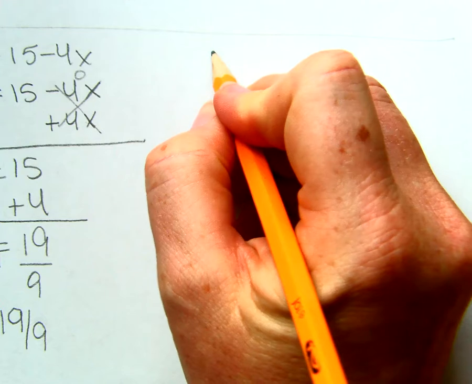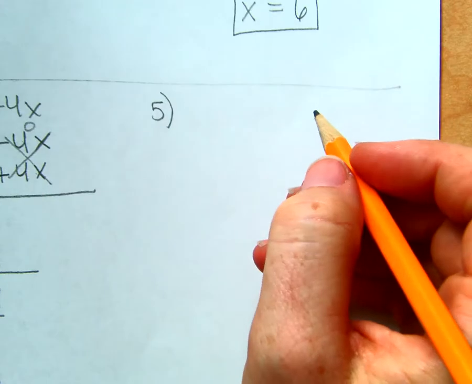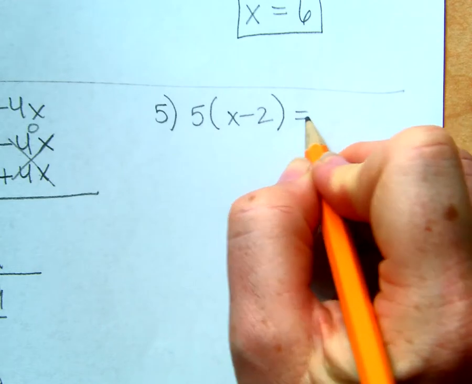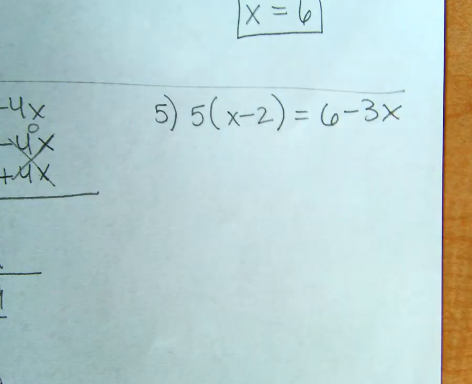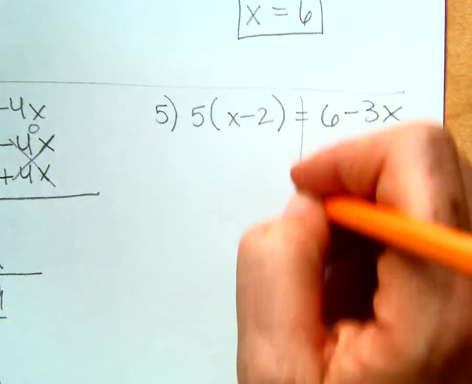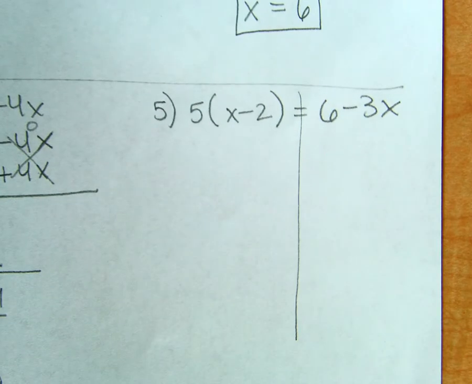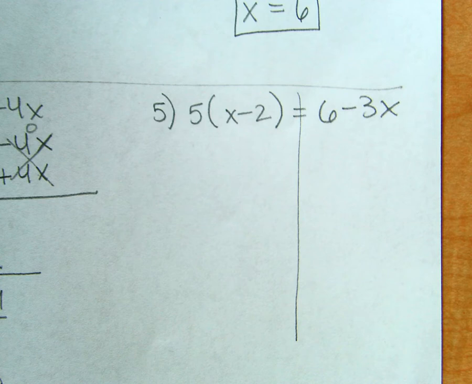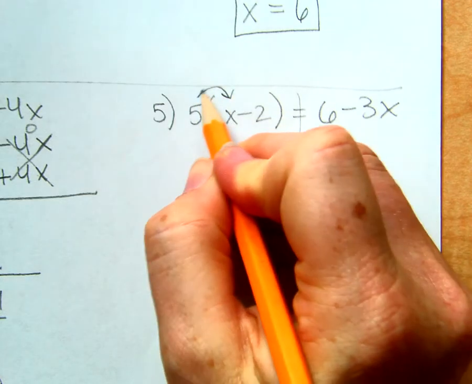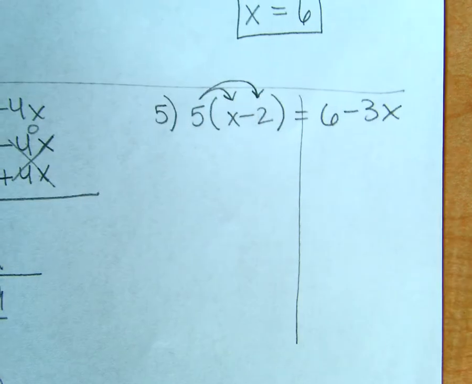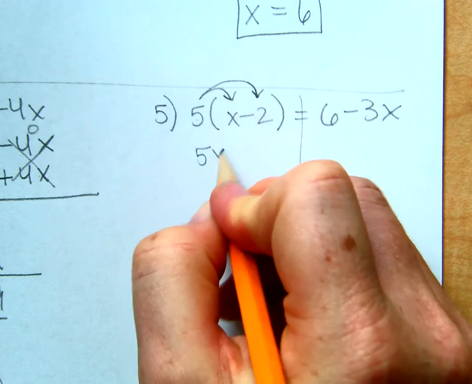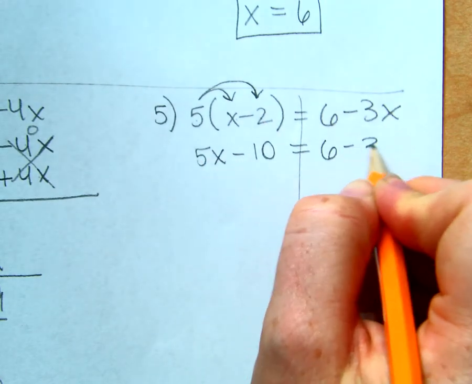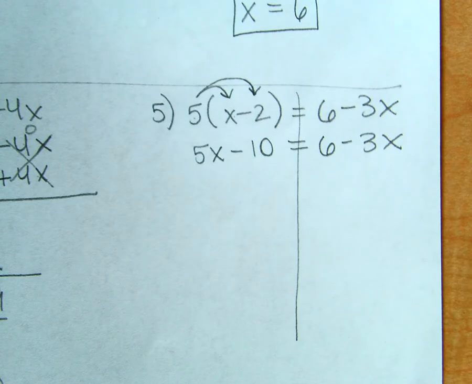All right, moving on to number 5. Number 5 is 5 times x minus 2 is equal to 6 minus 3x. A little organizing line here. This time I don't need to combine like terms, but I do have a distributive property here that I need to deal with. So I'm going to multiply. 5 times x, that's 5x. 5 times negative 2, that's minus 10. Leaving the right side alone for now.